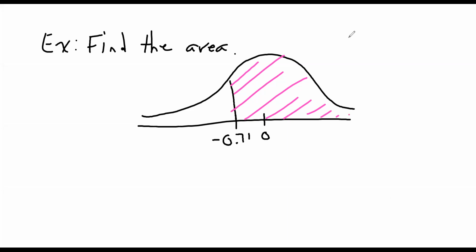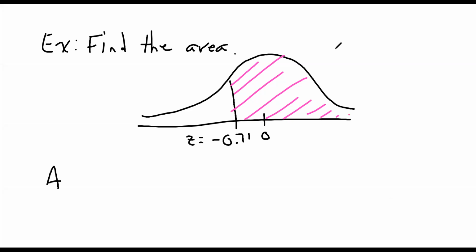Let's find the area to the right of z equals negative 0.71. For clarity, I should say z equals that, since we didn't say anything about a probability involving a z. Notice that I'm not asking you for a probability, so we can answer it as a percent or as a decimal. We'll answer it as a decimal.